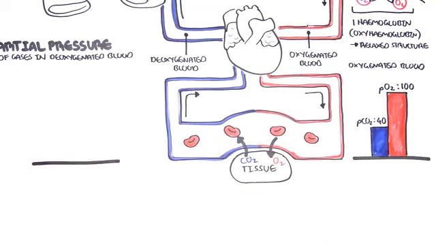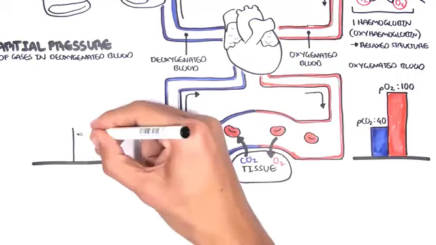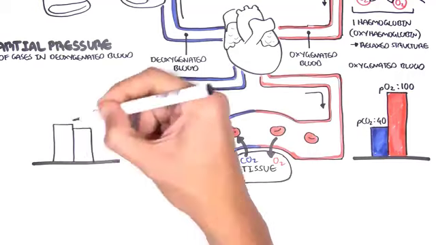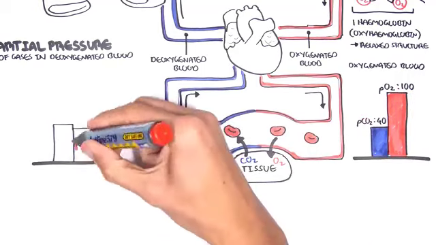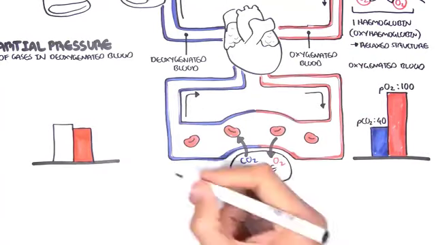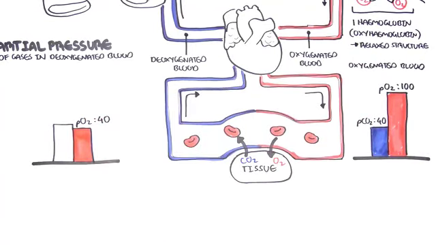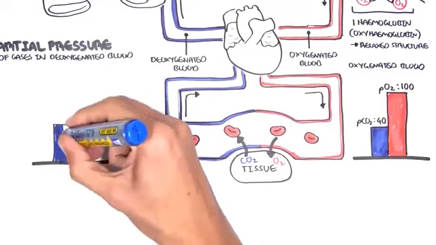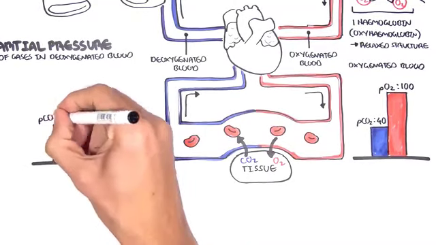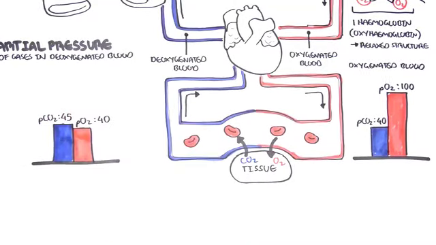Deoxygenated blood, on the other hand, is very different. When we talk about deoxygenated blood, we are talking about the veins. So oxygen can be up to 40 millimeters mercury, and carbon dioxide about 45. The changes in partial pressure are important to understand because they help explain the hemoglobin dissociation curve, and we will talk about that now.